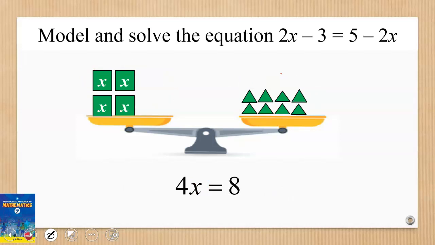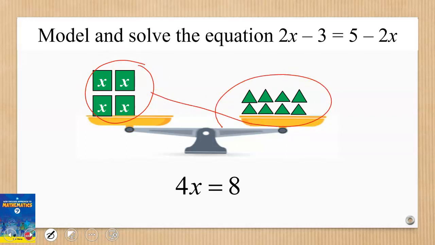Then once again we share the 4x among the 8 triangles, and realize that each one of the x will correspond with 2 of the triangles, and that becomes our answer. Or more or less, we divide here by 4, we divide here by 4, and we get our x to be equal to 2. Okay, now let's do the last example to end this video.